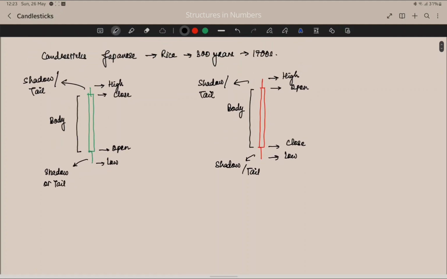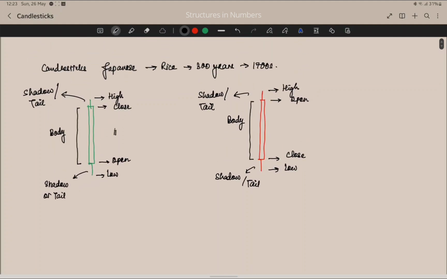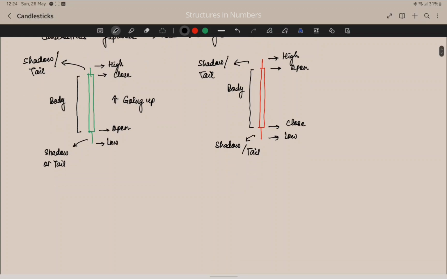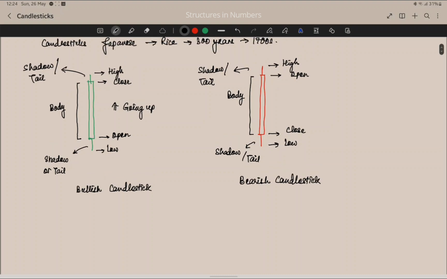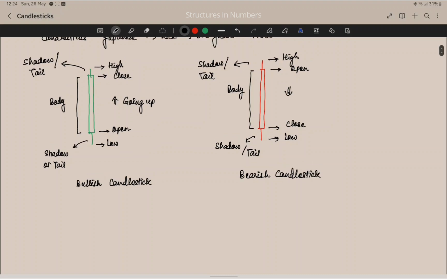So when is a green candlestick formed? A green candlestick is formed when the market is going up. When the market moves from one price to another price in an upward direction, that is, the price is increasing, in that case a bullish candlestick or a green candlestick is formed. We call this a bullish candlestick. And this red candlestick is a bearish candlestick. A bearish candlestick is formed when the market is going down.